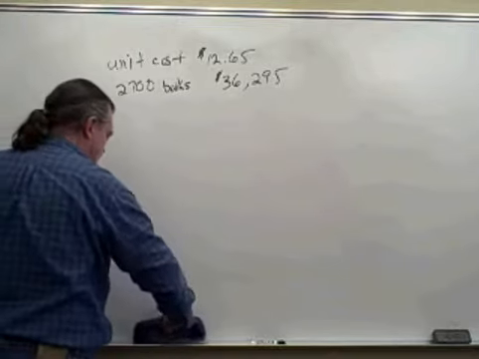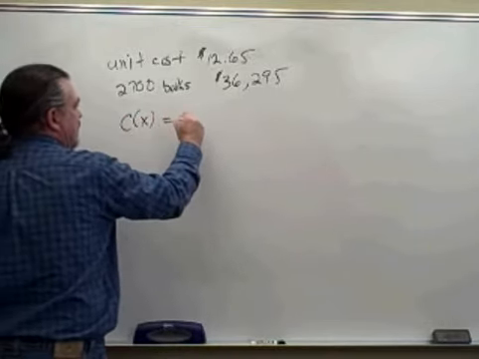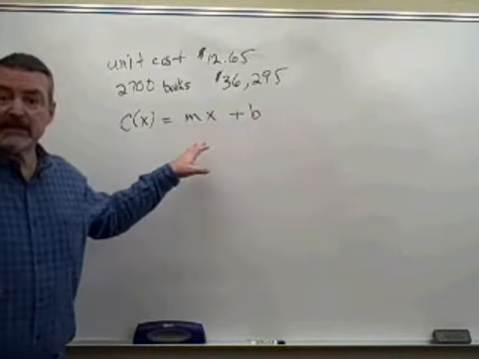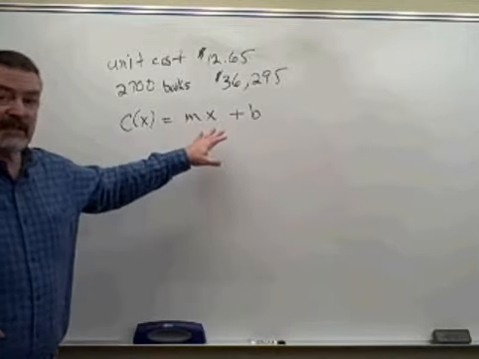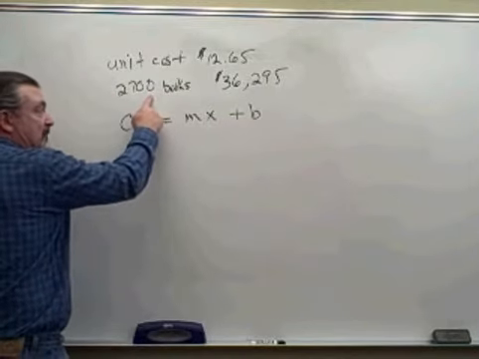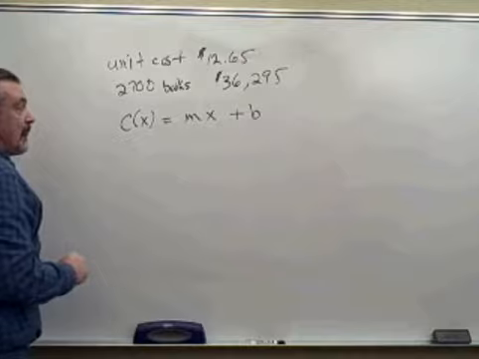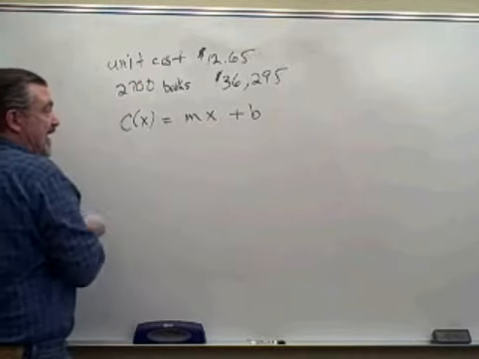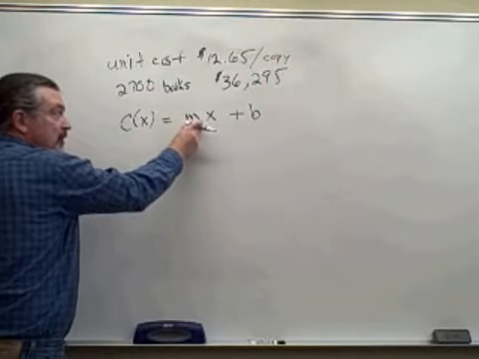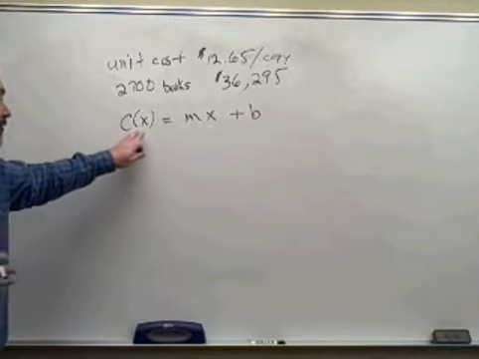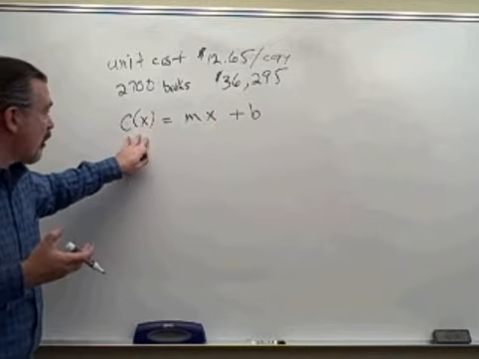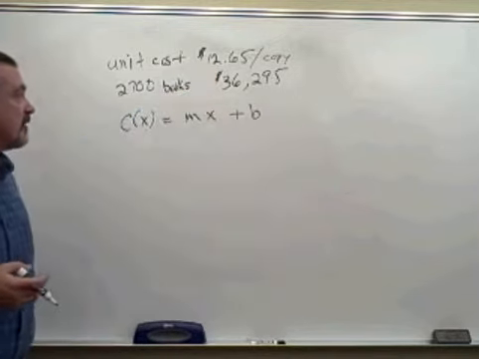Well, let's call it C of x. So if it's a linear cost function, then it has to take this form. C of x equals mx plus b, where x is going to represent the number of copies of the book that we make. Well, the unit cost, that's dollars per copy of the book, isn't it? Isn't that our slope? Change of y, the y is cost, change of cost over change of x. X is the number of copies. Cost per copy, that's what we have right there, $12.65.